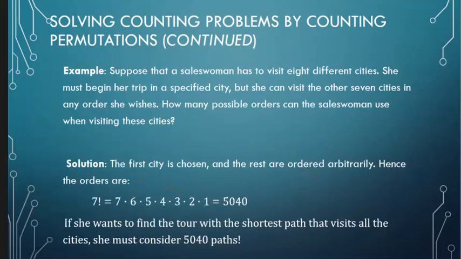The first city is chosen and the rest are ordered arbitrarily, that is in any way you want. Hence the number of orders is 7 factorial. And if she wants to find the tour with the shortest path that visits all the cities, she must consider 5040 paths, which is equivalent to 7 factorial.